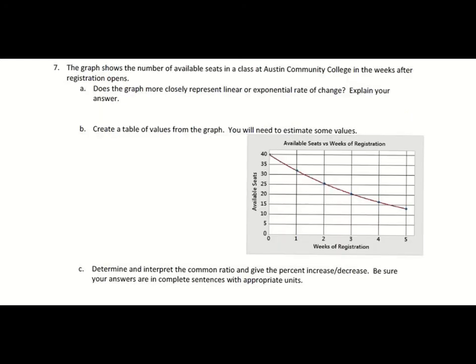Your graph shows your number of available seats at Austin Community College in the weeks after registration opens. Does the graph more closely represent a linear or exponential rate of change? Explain your answer. If I look at the picture, one way you can tell is if it's curved, it's exponential. If it's a straight line, it's linear. So this is exponential. Okay, let's do this again. I'm trying to write on a vertical screen. This is exponential.